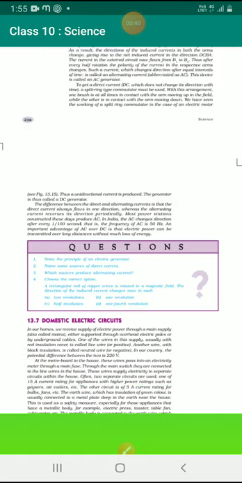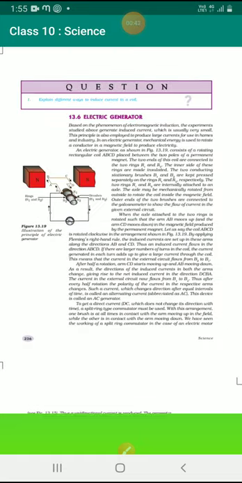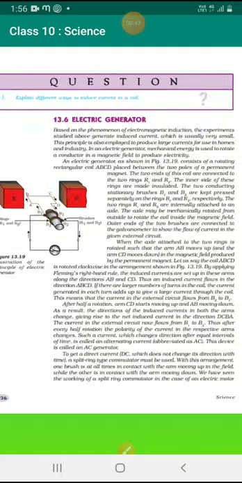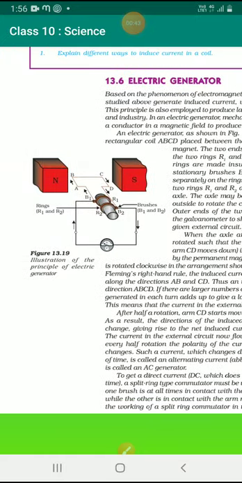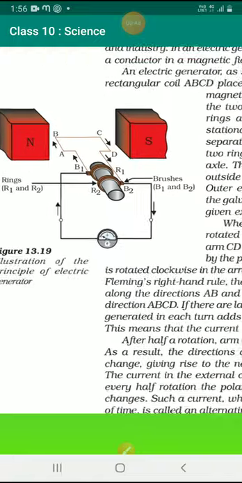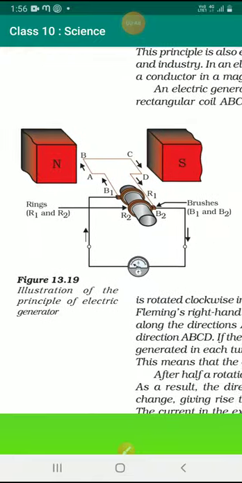After that, we shall see the domestic circuits. So let's try to see the electric generator. Let's see the diagram of it. Let's watch closely.